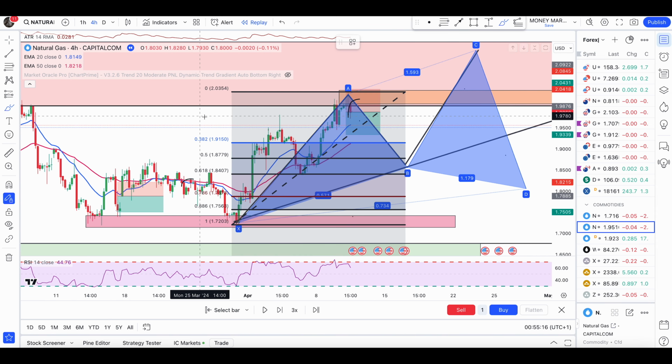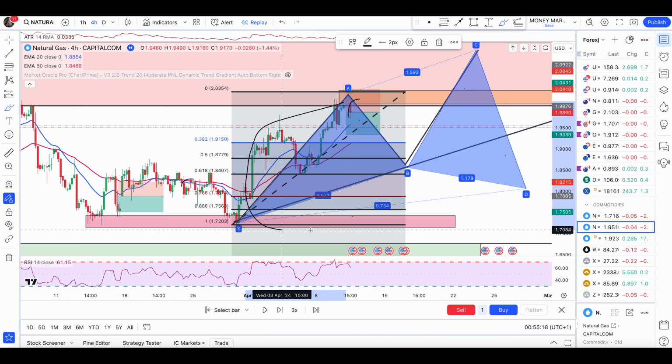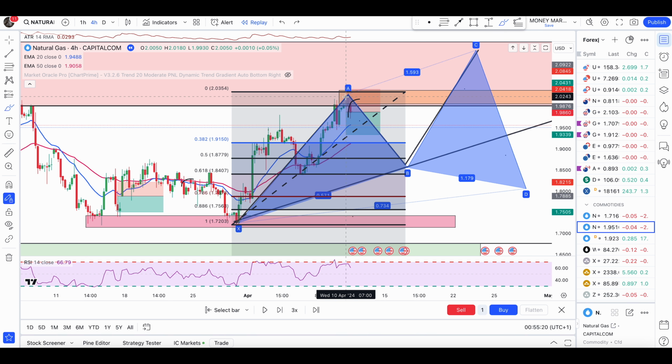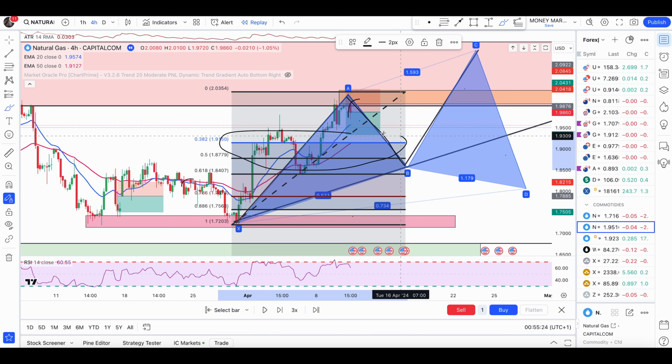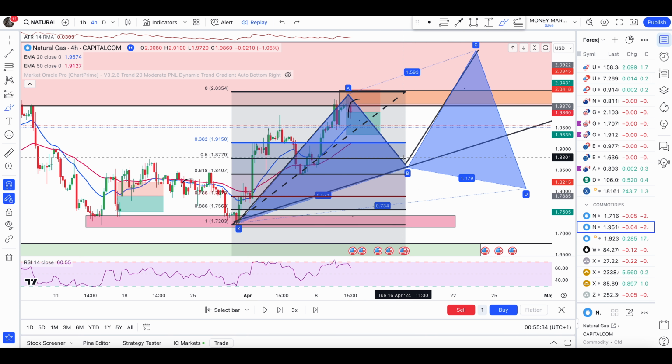Now, first I want to see an impulsive move from X to A. Then I want to see a pullback from A to B, and that must be at 382 retracement at least, right? If the pullback is impulsive and goes down to 786, that makes my pattern invalid. So I want to see a pullback that will not push down to 786 retracement. And I want to show you that in a replay mode. So let's see how it goes.